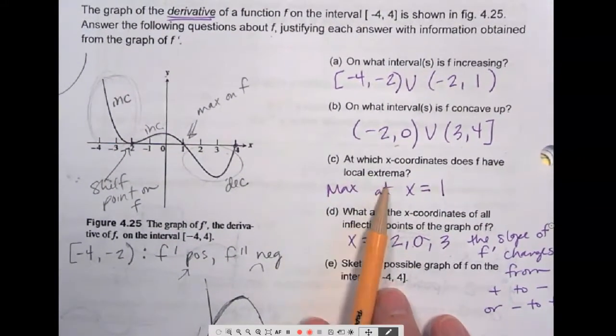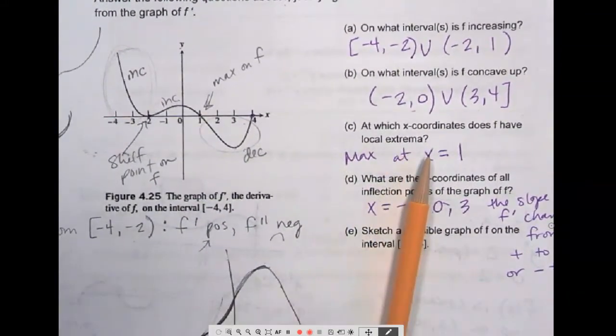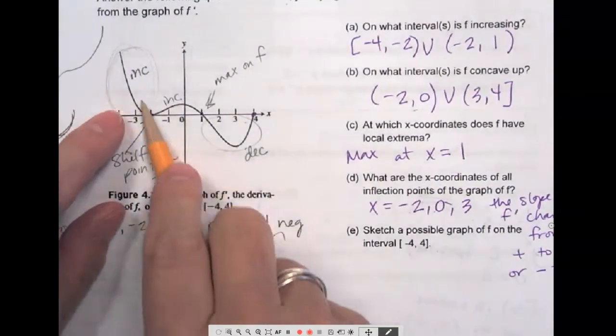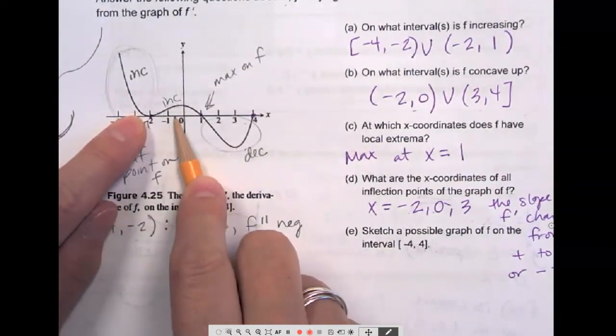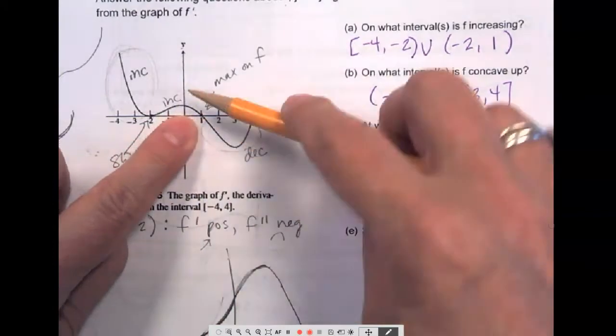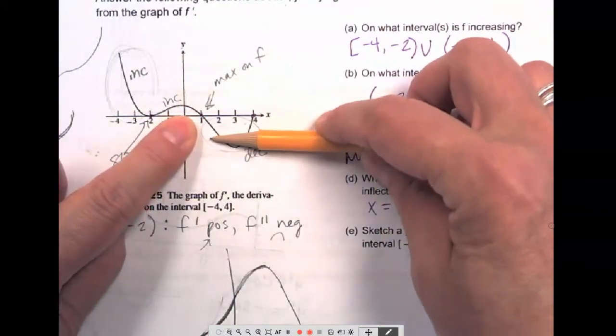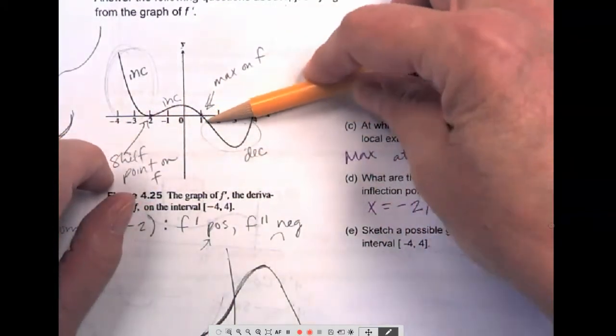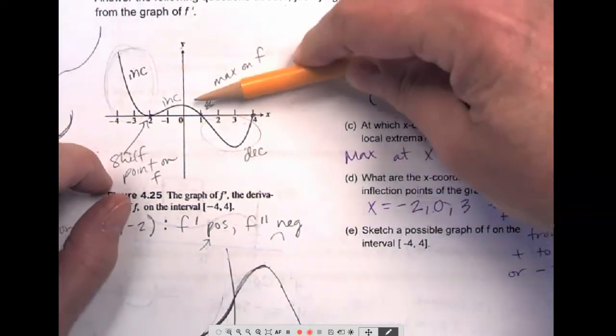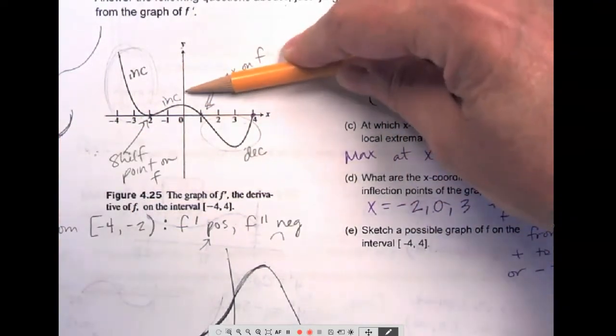Okay, so all we're looking at on this is where does the first derivative go from positive to negative or from negative to positive? Positive stayed positive. But right here it goes from positive to negative. So that is my only extrema point. And if it went from positive, increasing, to negative, decreasing, it had to be a max.